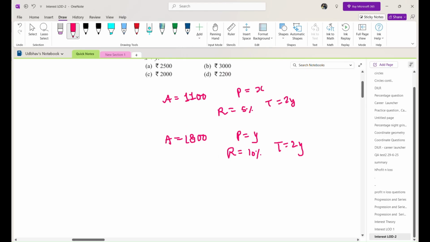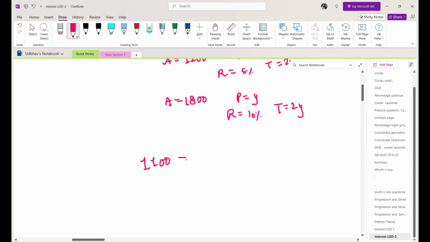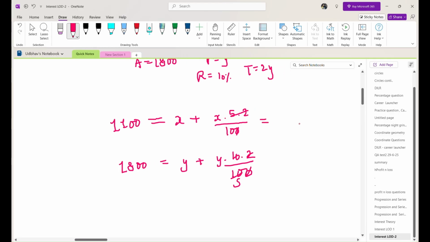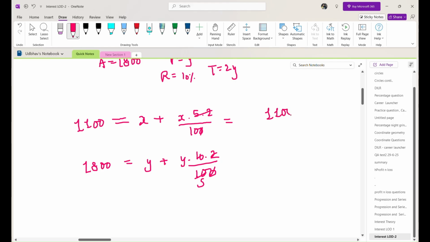So we can just use this equation. Amount equals principal plus interest. What is the principal? Principal is x, plus the interest on that: x into 5 into 2 upon 100. For the second equation, 1800 equals y plus y into 10 into 2 upon 100, right? So from here this will get cancelled. So we can write this as 1100 equals x plus x by 10.